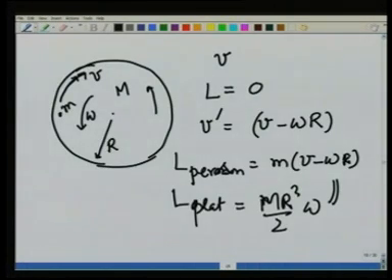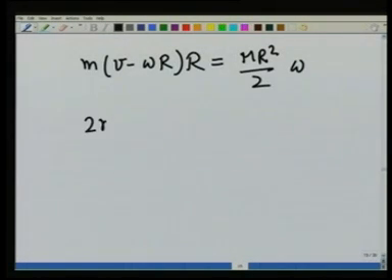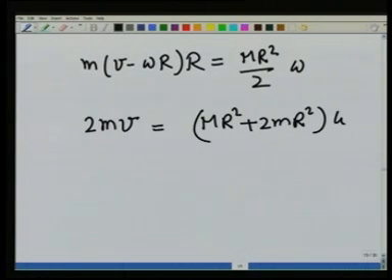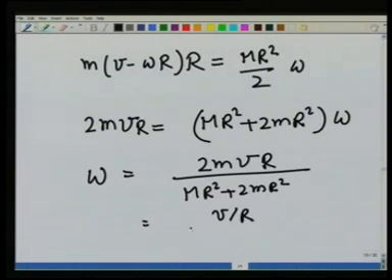Let us correct it in the previous slide. It should be times R here for the angular momentum. So m times v minus omega R times R should be equal to M R square by 2 omega, which gives me 2 m v R is equal to M R square plus 2 m R square omega, or omega equals 2 m v R over M R square plus 2 m R square, which is nothing but v over R divided by 1 plus M over 2m.